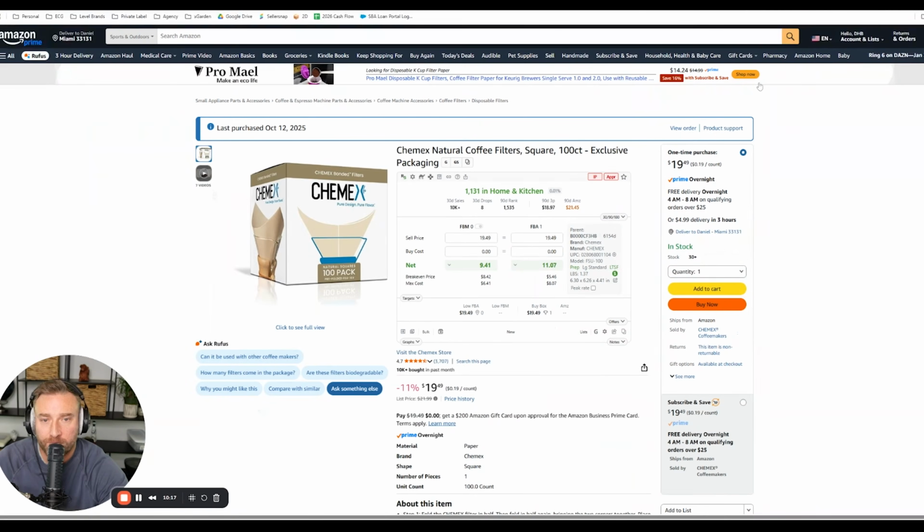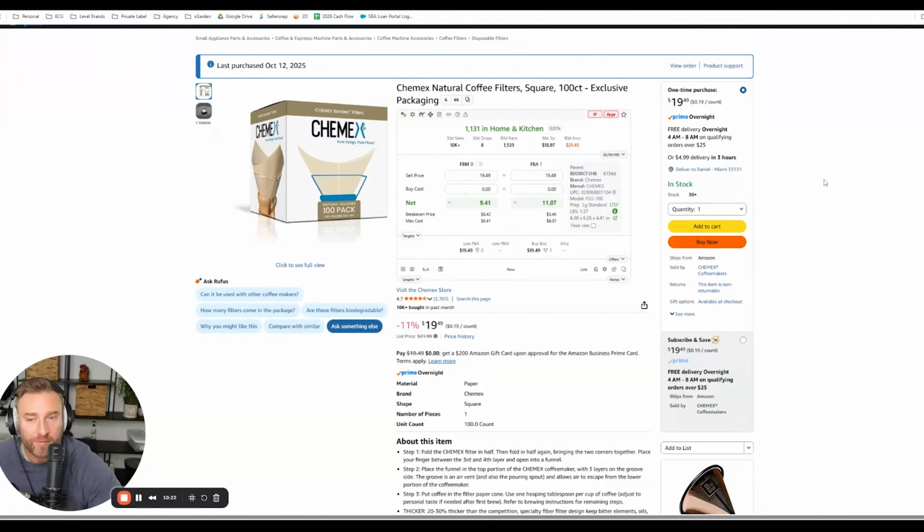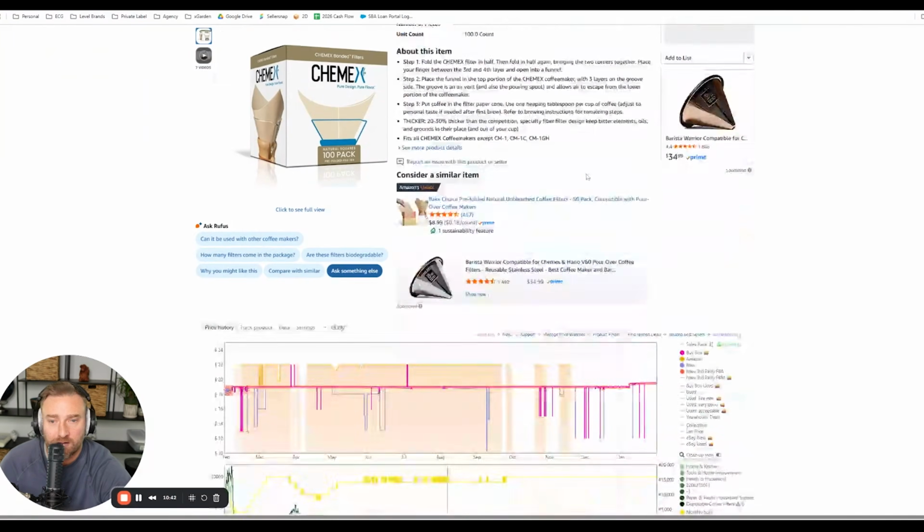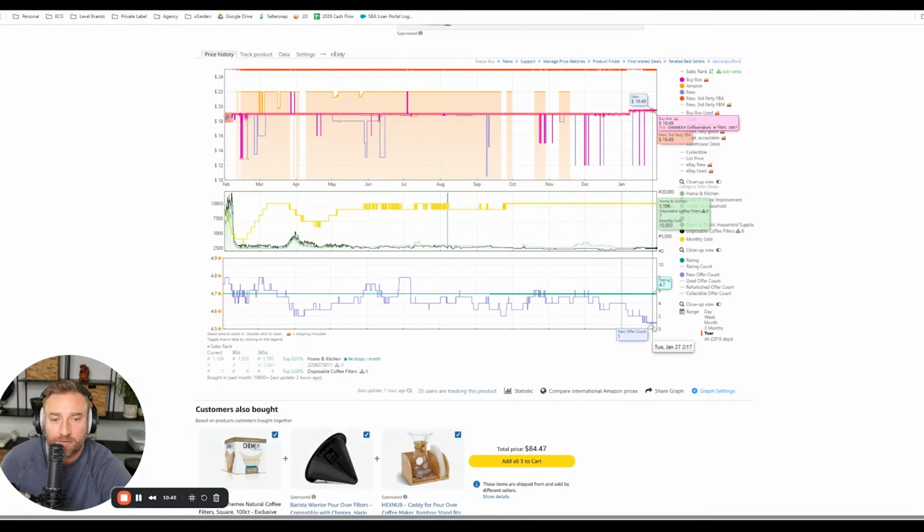Let's move on. This is a product I actually purchased because I make pour over coffee. This one's going to be a lot quicker because we can basically identify that the brand themselves is on the listing. Chemex brand, sold by Chemex coffee makers. You can see that there's only 1 FBA offer, 0 FBM offers. So this is a case of the brand exclusively selling on the listing. And it looks like that's fairly recent.